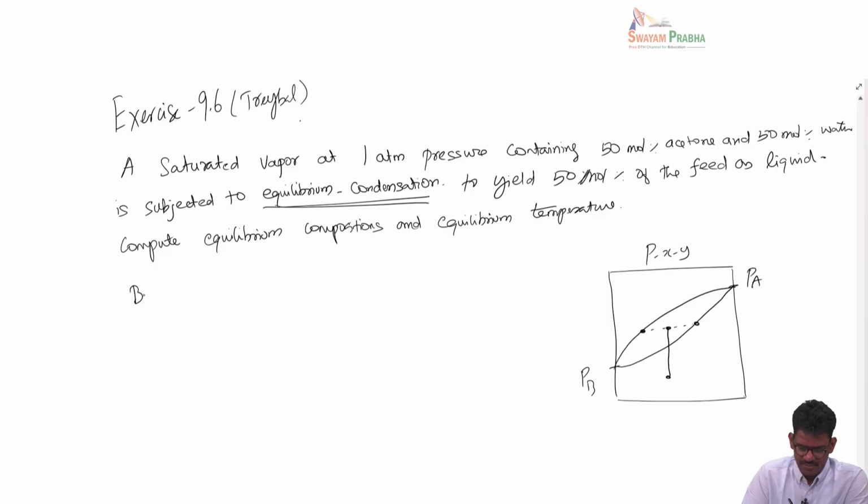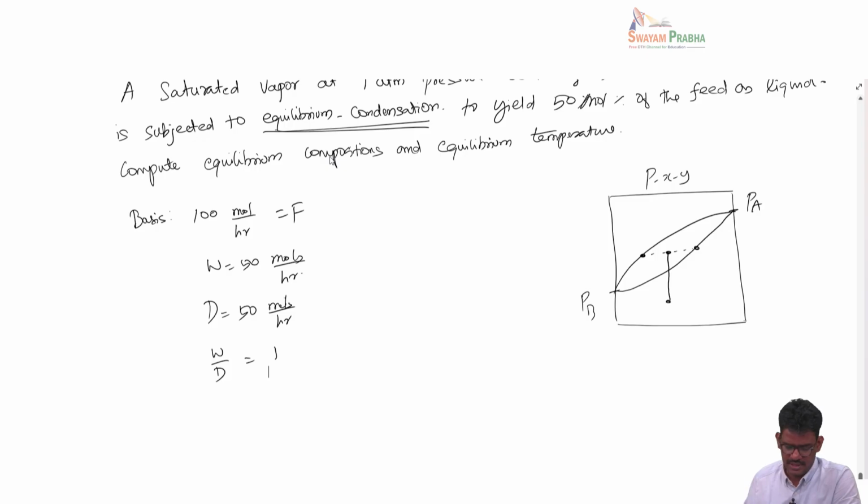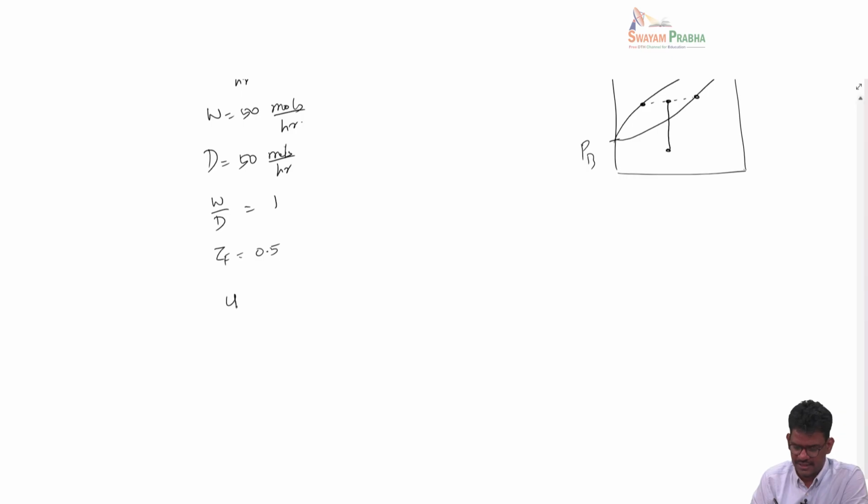Again, we will take a basis of 100 moles per hour of feed. The problem statement is that the liquid is 50%, so W is 50 moles, D is also 50 moles, so W by D is just 1 and ZF is 0.5. So our operating line is YD minus ZF by XW minus ZF equal to minus W by D, which is actually minus 1.